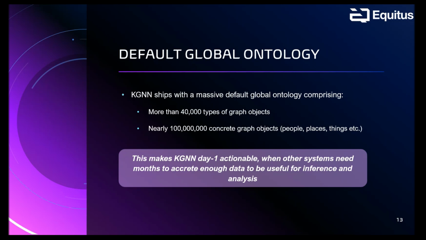What we've done to sidestep that is integrate a very large knowledge graph data set out of the box, so that when we deploy KGNN, on day one, there are already about 100 million people, places, things, events, and relationships between and among them. I'll show you a little bit more of that later. That makes a big difference in terms of how big a gap there is between deployment and the actionable usefulness for solving some business problem for a customer.